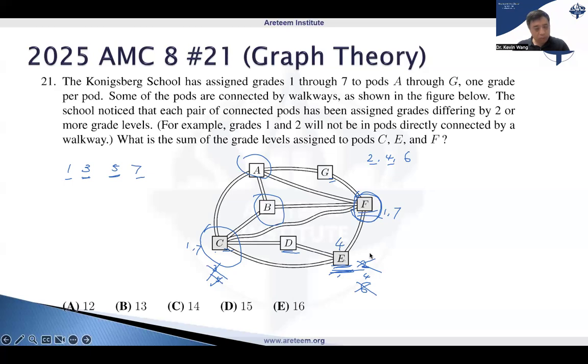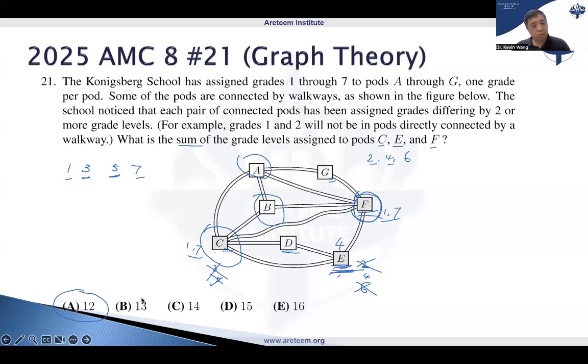Okay, at this point, we can answer the question already. So 1 and 7 will be C and F. I don't know which and which, but it doesn't matter because the sum is the same. Then E has to be 4. So we have 1, 4, 7 for these 3 points. Then the sum will be 1 plus 4 plus 7 is 12. And the answer should be 12.